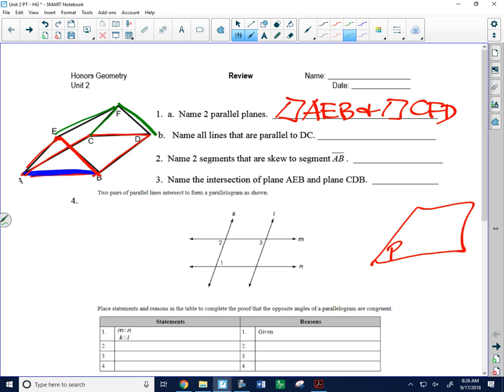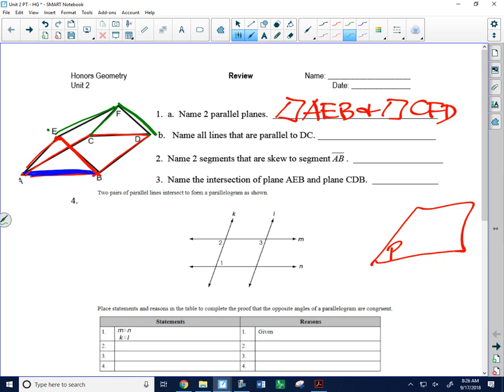Oh, and I said name 2 of those, so 2 of those 3. So it's EF or CF or DF. That's for 2. All right, and then on 3, name the intersection of the planes.